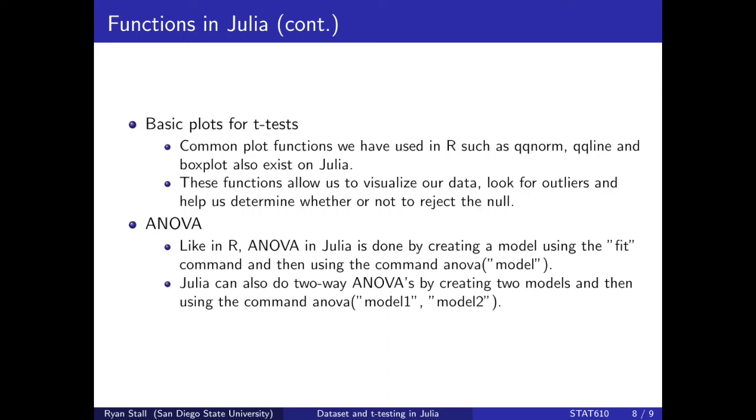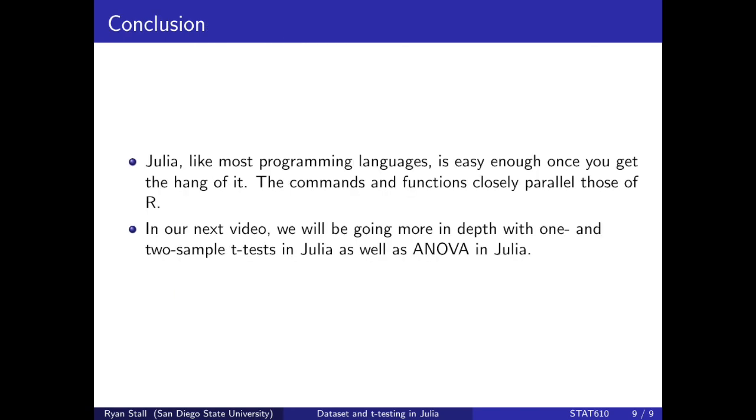Just like in R, this is done by creating a model using the fit command and then using the command anova, parentheses, name of the model you just created. Julia can also do two-way ANOVAs by creating 2 models and then using the command anova, parentheses, first model, second model. In conclusion, Julia, like most programming languages, is easy enough once you get the hang of it.